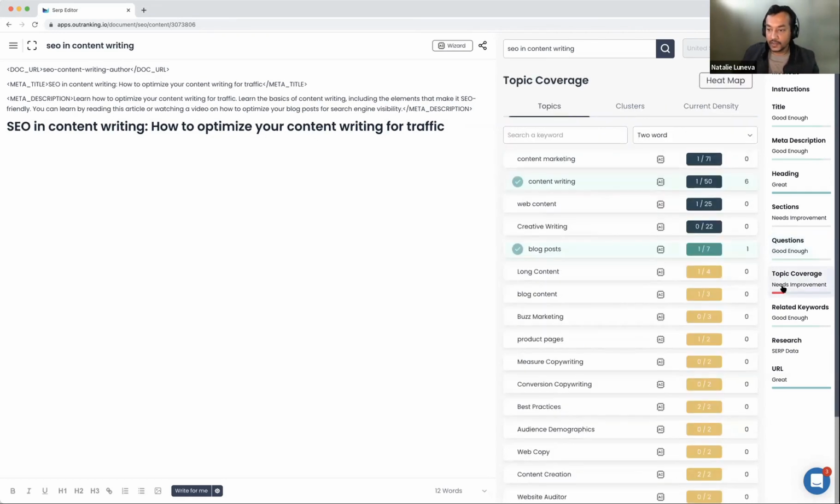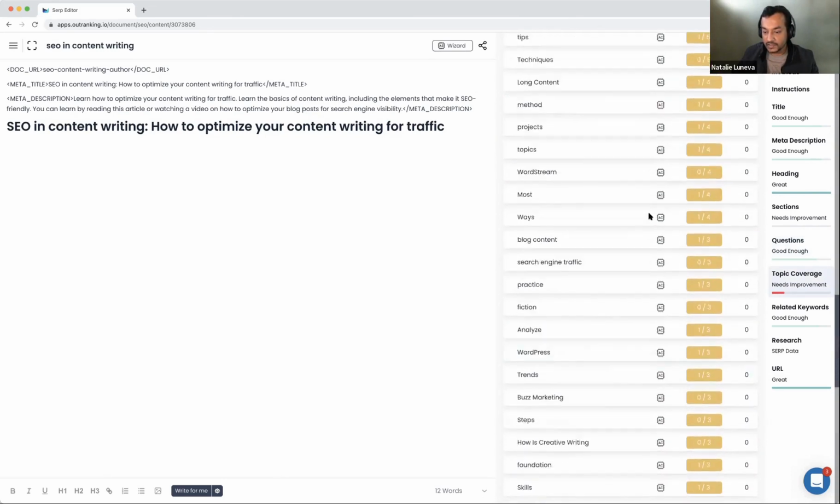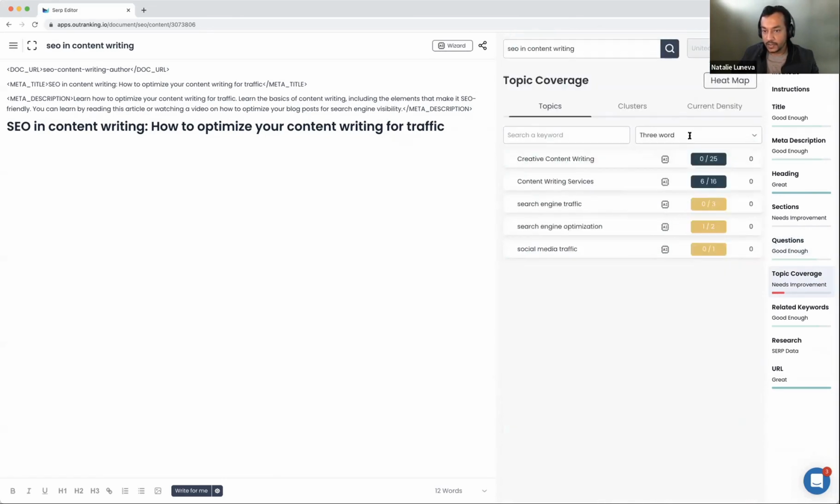Okay, and let's go look at the topic coverage. This is your traditional topic coverage that you might see in different tools as well. This is Google NLP extracted terms, entities, and you can see their occurrences or usages in the SERP document. So you can kind of group them based on importance if you want to. You can also see all the words if you wanted to. There's just tons and tons of information here. For 3-word, 2-word, right? You can dig deeper into it.